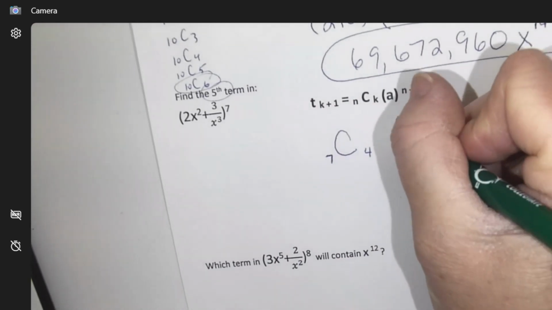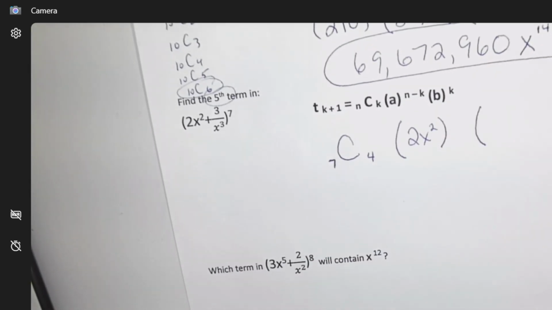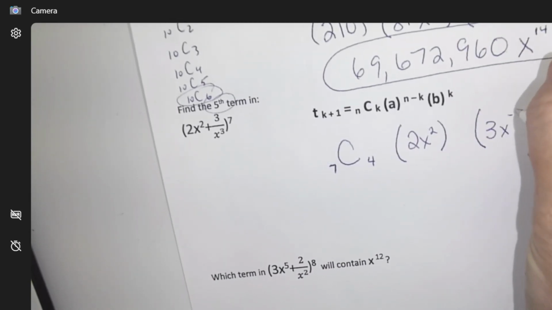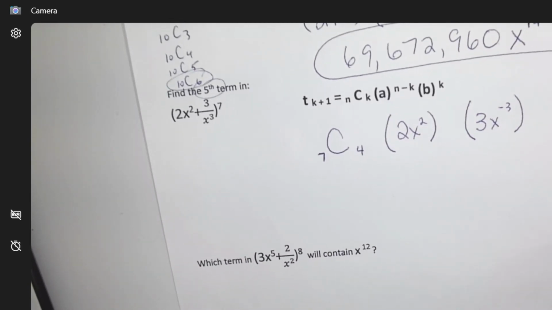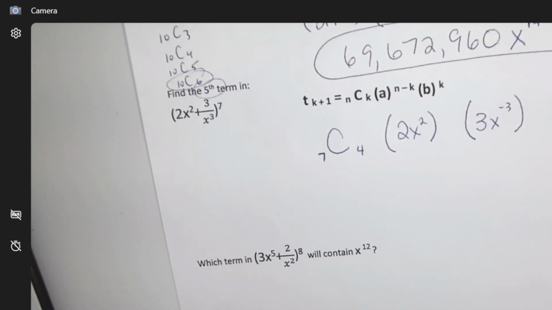Okay, so the first item is a 2x squared. And I'm going to rewrite this item. I'm going to rewrite it like that. Is that the same thing? You remember that rule? If it's a negative exponent, it can move to the bottom, right? Remember, we talked about that in logs.